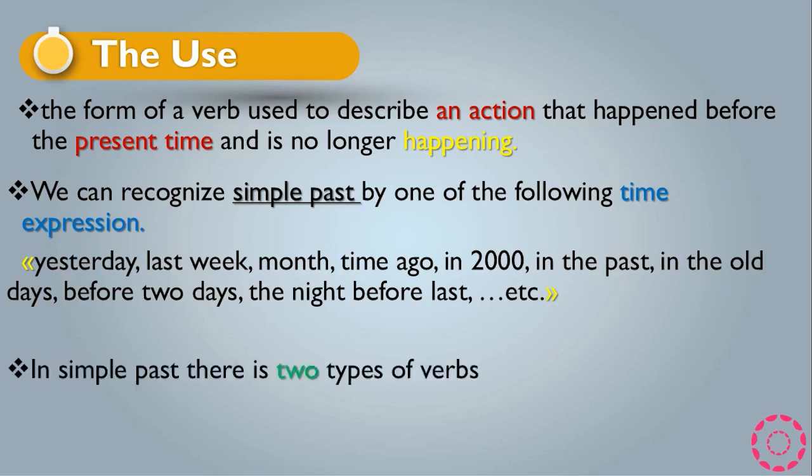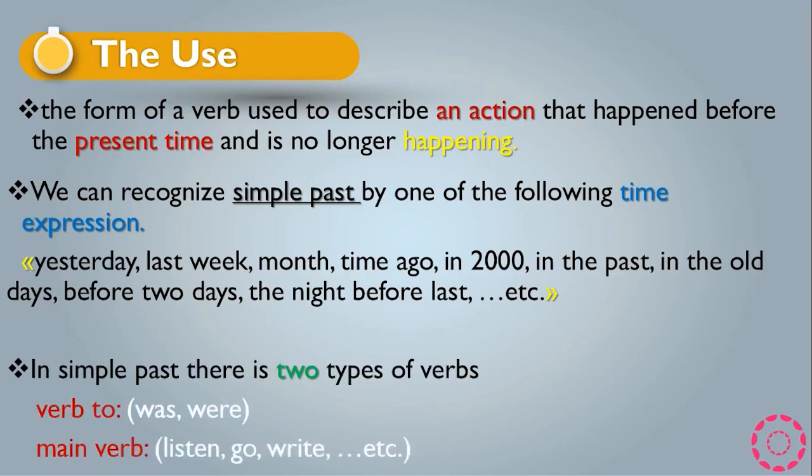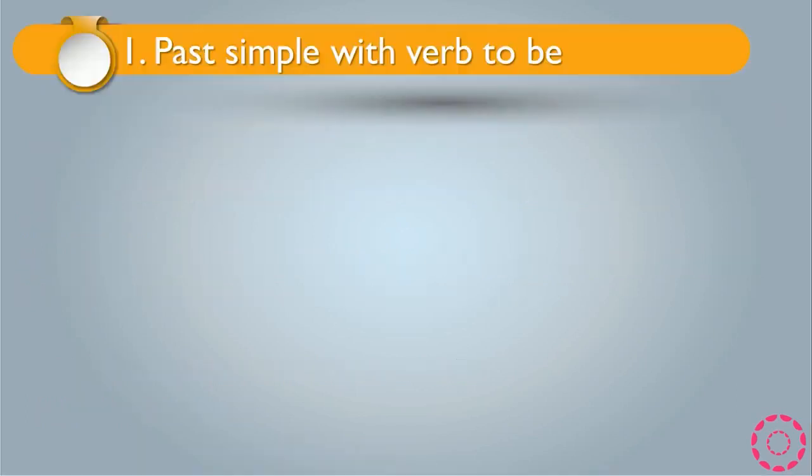In simple past, there are two types of verb. First of all, we have verb to be, which is was and were, and we have the main verb, which becomes past either by adding ed or by its irregular forms. First, we have past simple with verb to be.